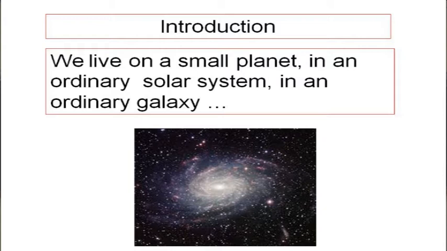Here is the Milky Way, a typical spiral galaxy. In this vast universe, perhaps infinite, we don't know for sure, certainly very, very big. How big? At least about 13 billion light years in size. 13 billion light years. One year has pi times 10 to the 7 seconds. Light goes at 3 times 10 to the 8 meters per second. You can compute the distance. That's how big the universe is.